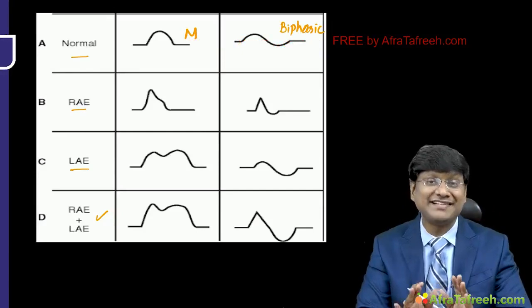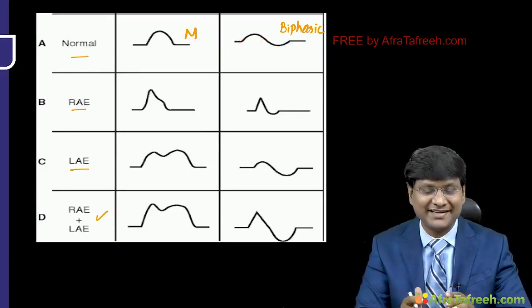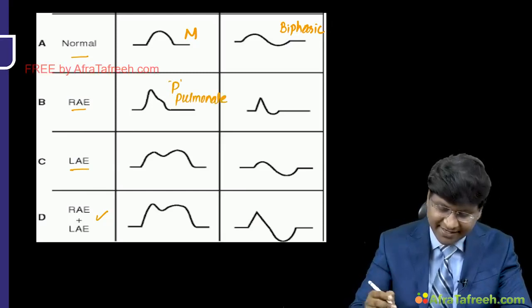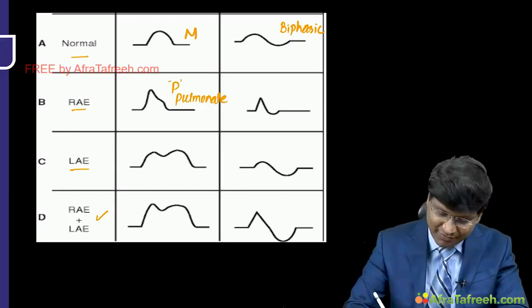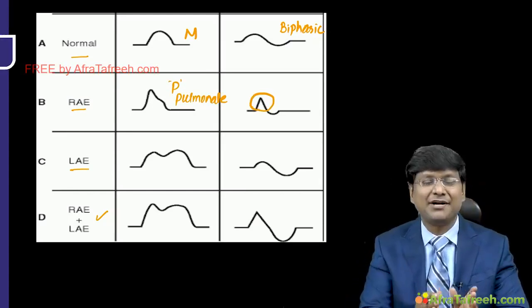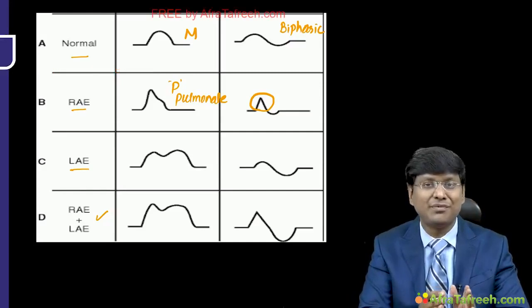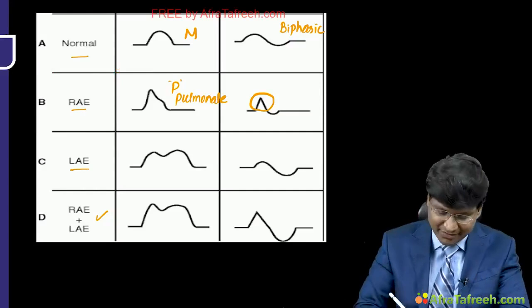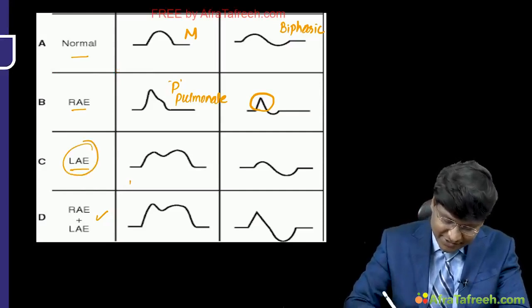Right? And whenever there is right atrial abnormality or right atrial enlargement, you will have what is called P pulmonale. And in lead V1, what will happen? The initial part of the P wave, that is the positive component of the P wave, the amplitude is more. Whereas in left atrial enlargement, you will have the P mitrale.